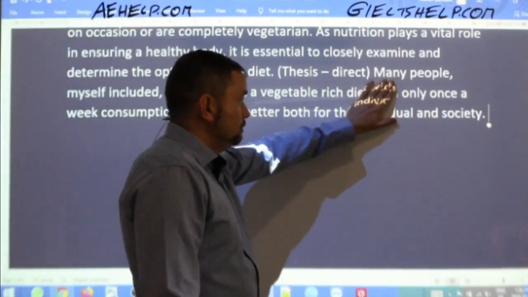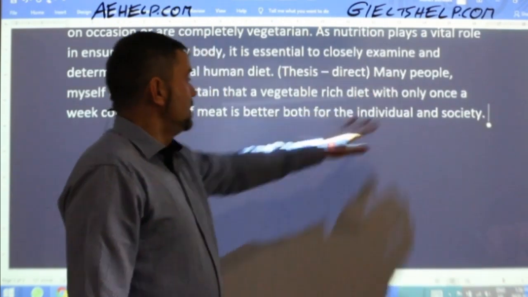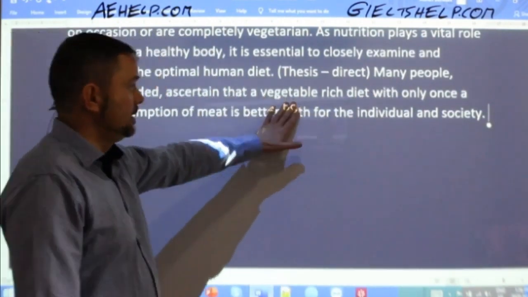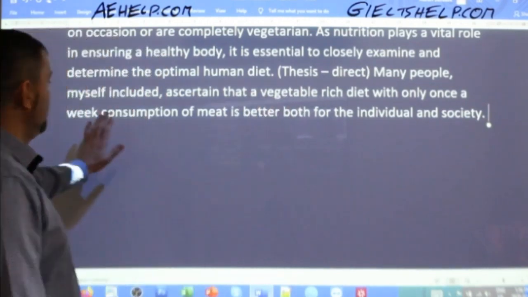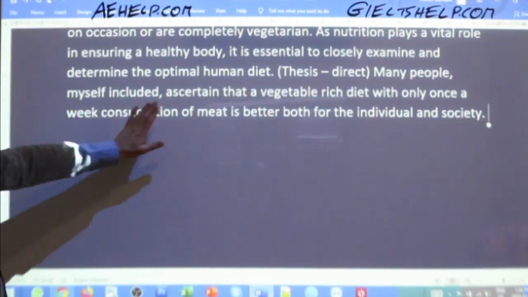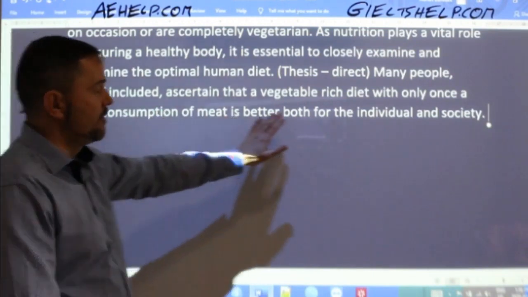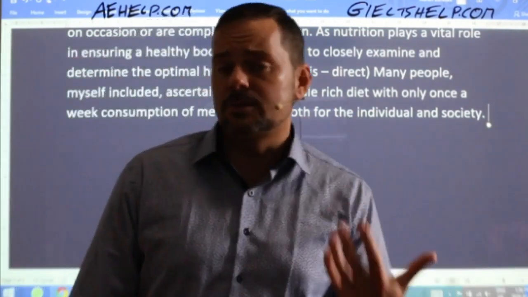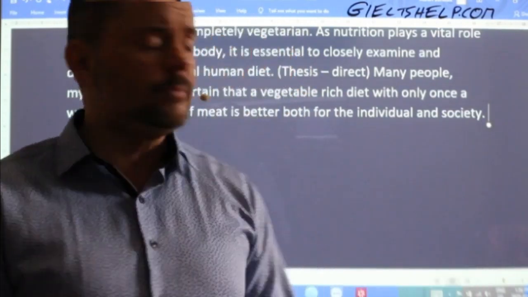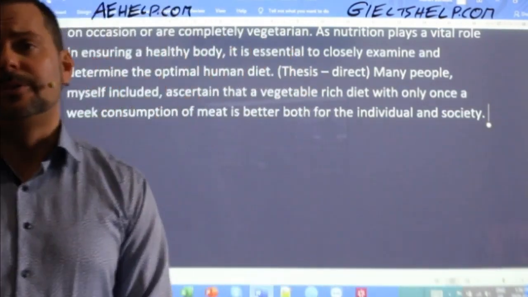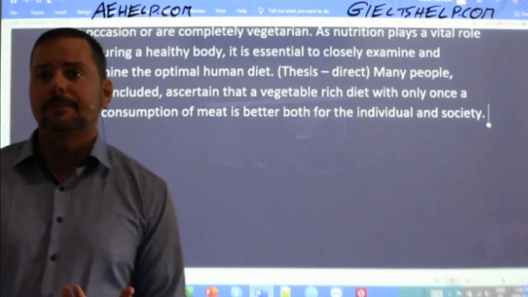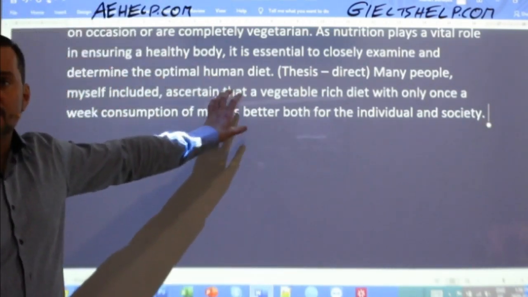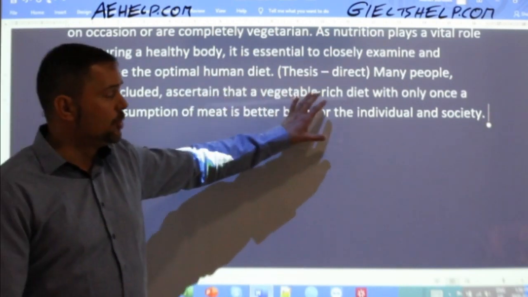So nutritionists and I believe that a vegetable diet with only eating meat once each week is better for people and for the community. So there are many ways to express that same idea. Expressing that idea, you're on the right track. Okay. All right. Does that make sense, students, that thesis statement? And can you kind of see where I'm going with this?